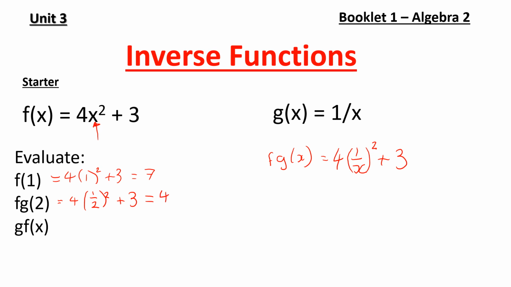Now that's not the only way of working at that one, so you may have done it in a different method. So an alternative way of doing that question would be to work out what g of 2 is first. I'm doing function g first, remember. So g of 2 would be 1 over 2. And then put that into function f. So do f of a half, which would be 4 times a half squared add 3, which hopefully you can see is the same as what I did earlier.